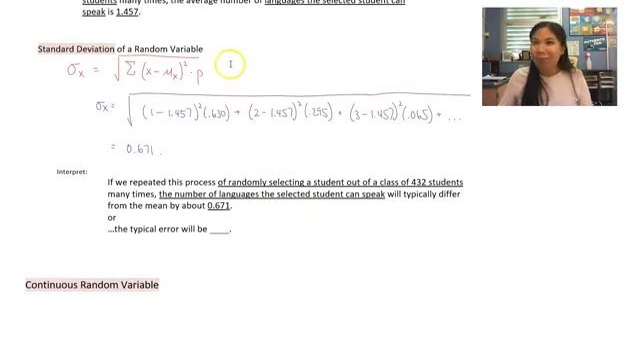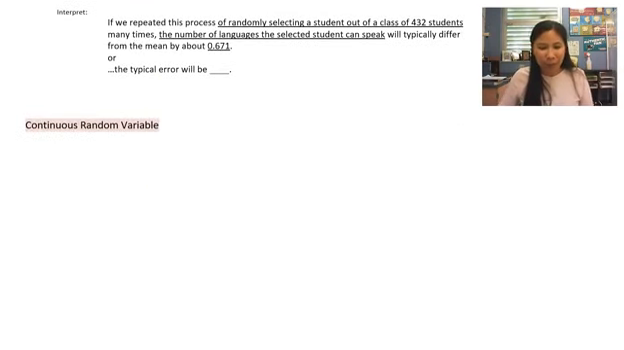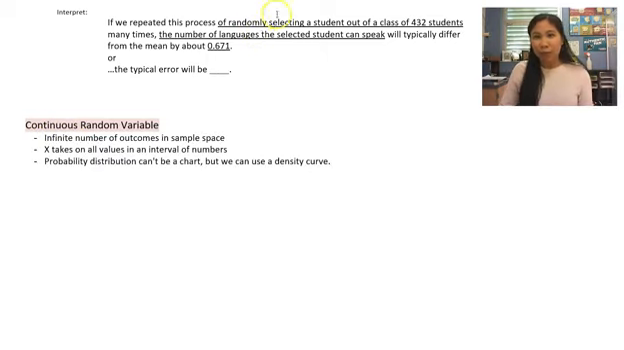Okay, so that's all I have to say about discrete random variables. I want to move on to a continuous random variable now. So earlier we said a continuous random variable has an infinite number of total outcomes in the sample space. The value for x, the random variable, will now take on all values in an interval of numbers. So if I am using the numbers between 2 and 5, then x, the random variable, can be any number in between 2 and 5. All the decimals, all the fractions, whatever.